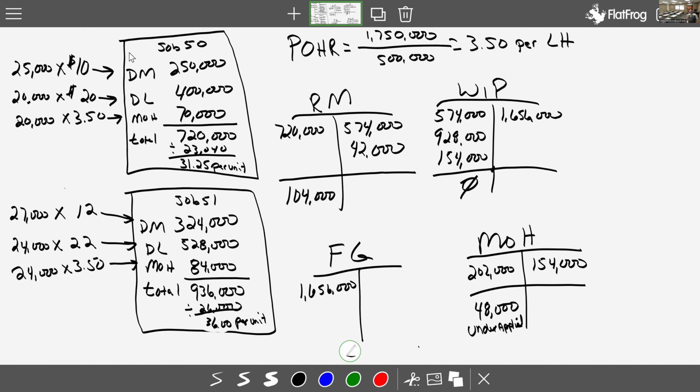So for job 50, this is my job cost sheet up here. It says job 50. We have a spot for direct materials, direct labor, and overhead. Remember, we had 25,000 units here at $10 per unit for job 50. That's $250,000 onto the job cost sheet. 27,000 units at $12 per unit onto job 51. That was the information given to us. So now we have that on our job cost sheet. The next thing to do is to journalize that.